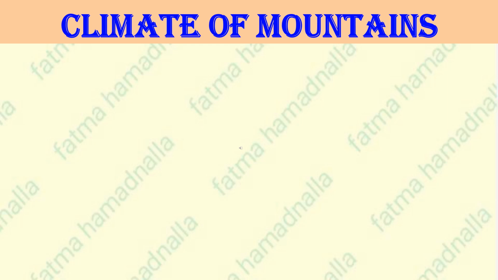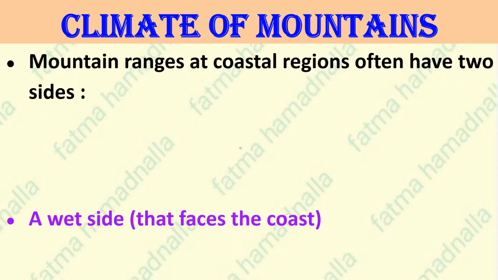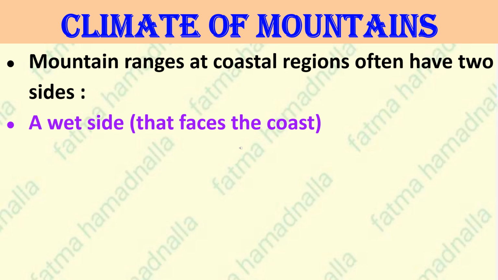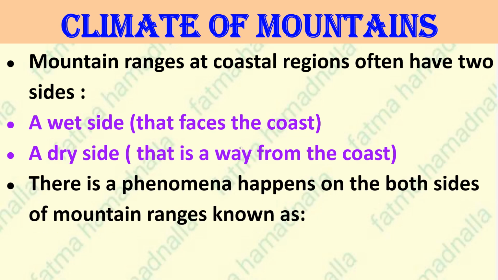Now, let's study the climate of mountains. Mountain ranges in coastal regions often have two sides. A wet side, that is facing the coast. A dry side, that is away from the coast. Okay? There is a phenomenon that occurs on both sides of mountain ranges, known as the rain shadow effect.